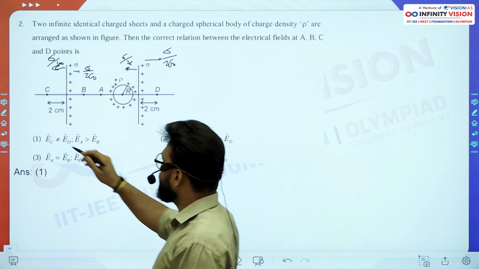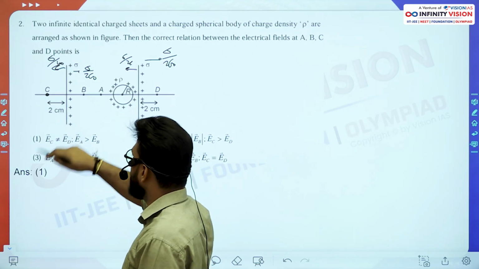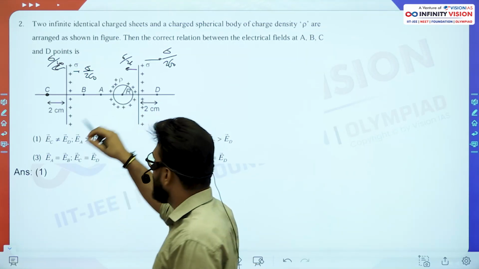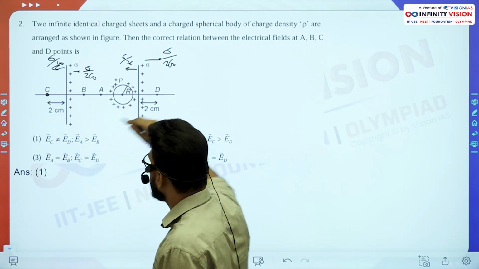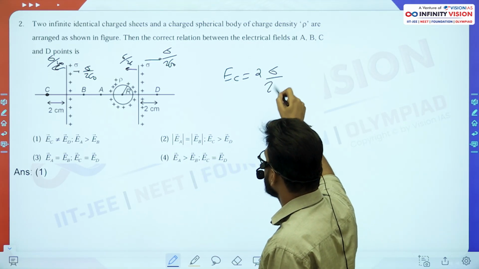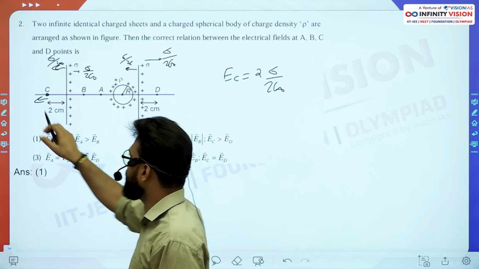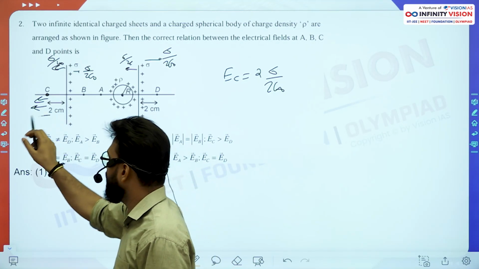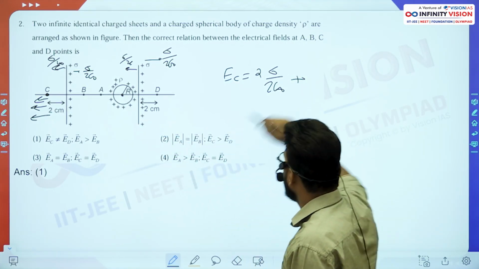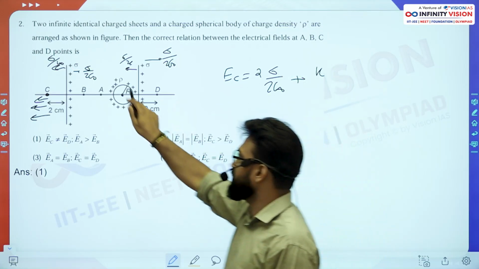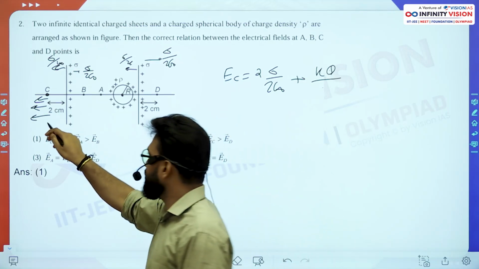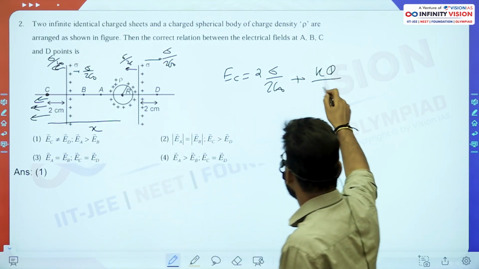If I calculate the electric field at a particular point C, it would be because of these two sheets plus because of this spherical shell. So the electric field at C would be twice sigma by 2 epsilon naught, because for each sheet it would be outward, plus the electric field because of the spherical shell. Let the charge on this spherical shell be q, so it is kq by r square. Let this distance be x, so this would be kq by x square.